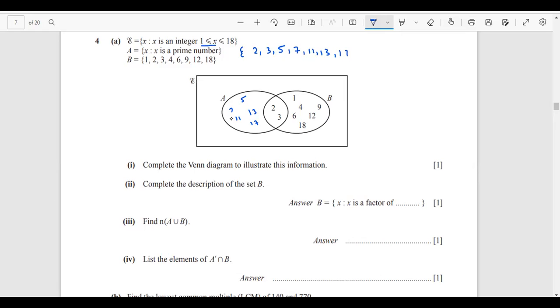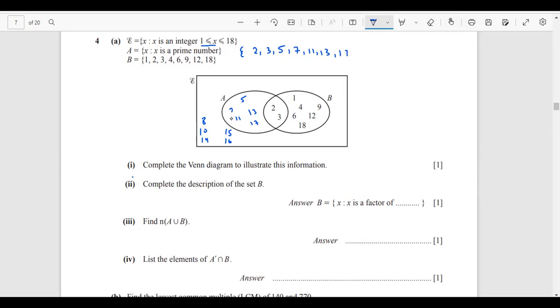We have 1, 2, 3, 4, 5, 6, 7, 8 is missing. Then we have 9, then 10 is missing. We have 11, 12, 13, 14 is missing. 15 is missing. 16 is missing. 17, 18, and they are there. Okay. All right. So this is basically an idea about the question.